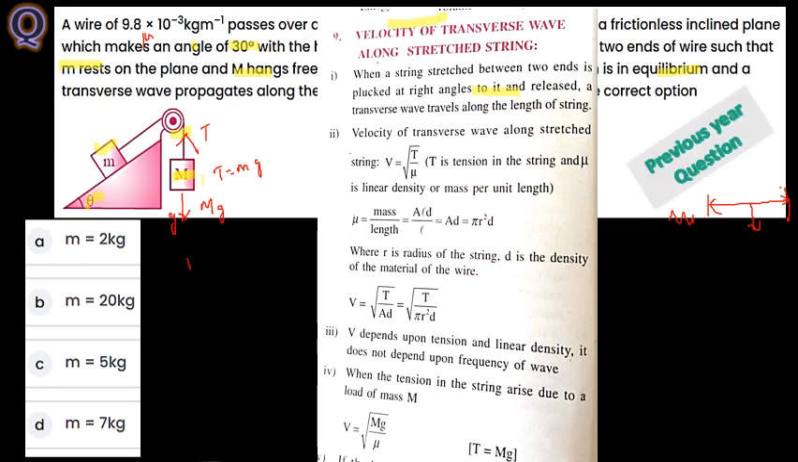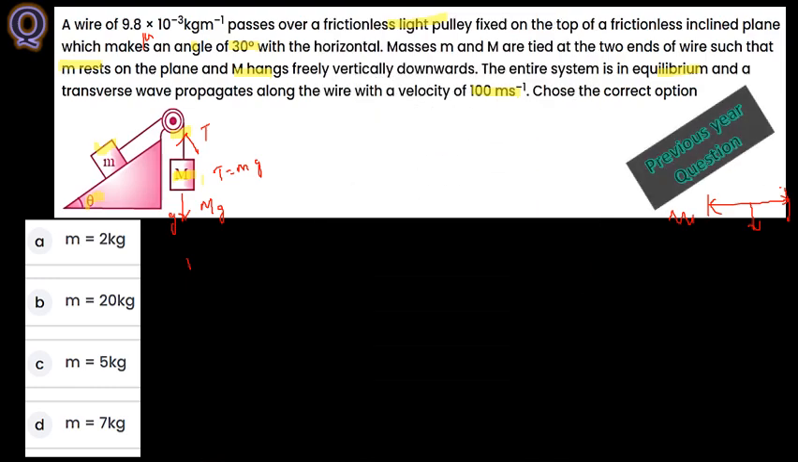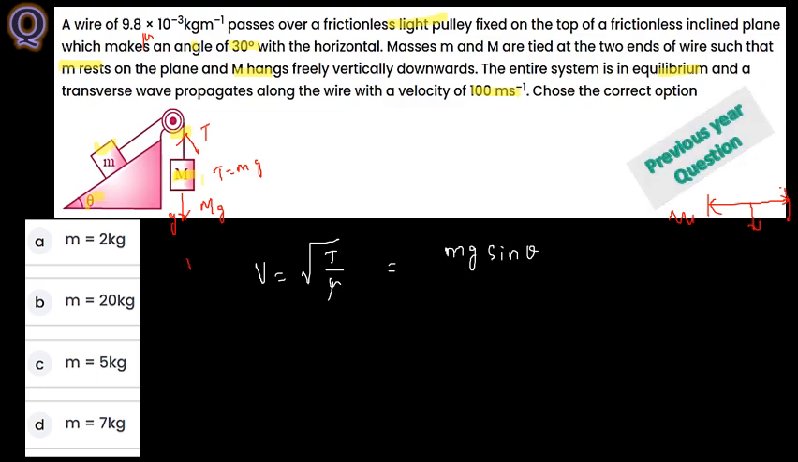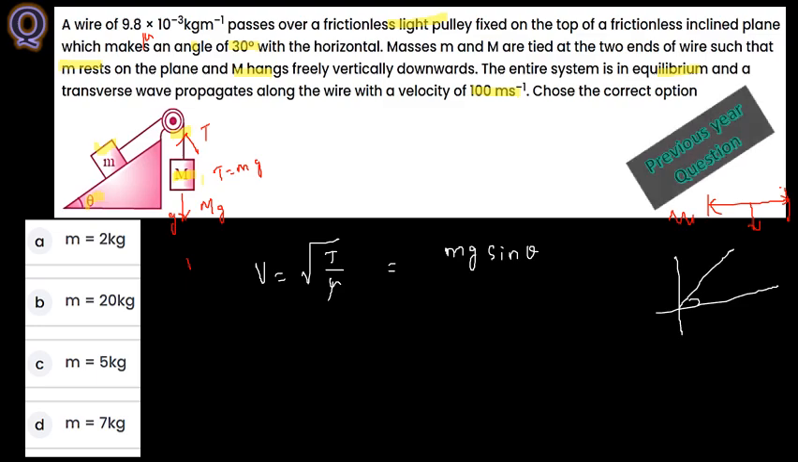Now, let me tell you in this case. What they are asking is the mass, how you can find out the mass. We are going to find the mass with the help of this equation. Let me write it down here. So velocity v is equal to square root of T divided by mu, where T is equal to mg sine theta, because they have given the angle. I will tell you why we are mentioning only sine theta, not cos theta here.